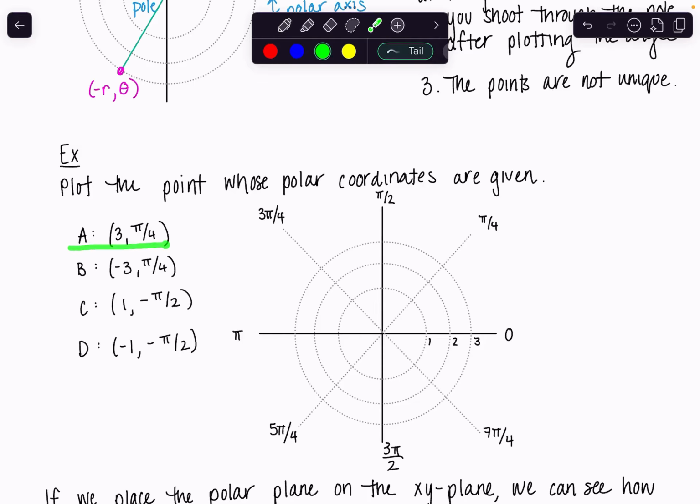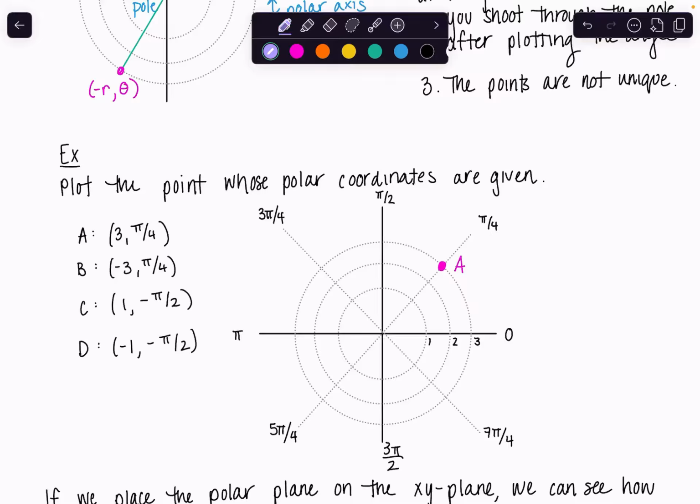So starting out with point A, both my radius and my angle are positive. So I always start by plotting the angle. I go up 2 pi over 4, which would land me somewhere along this line. And my radius is 3, so I go out to my circle of radius 3. So point A lands me right here, okay?